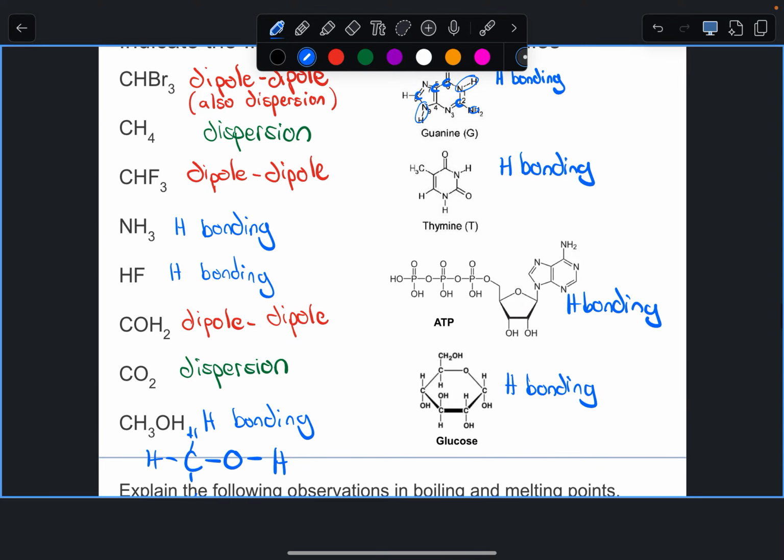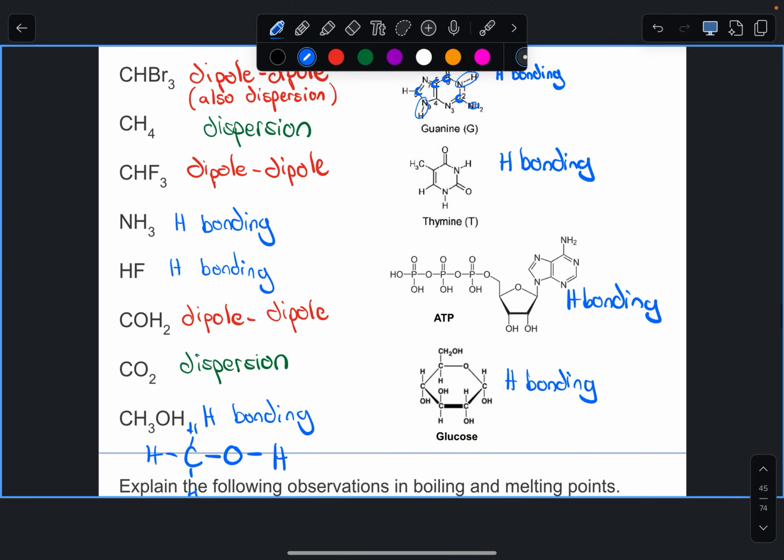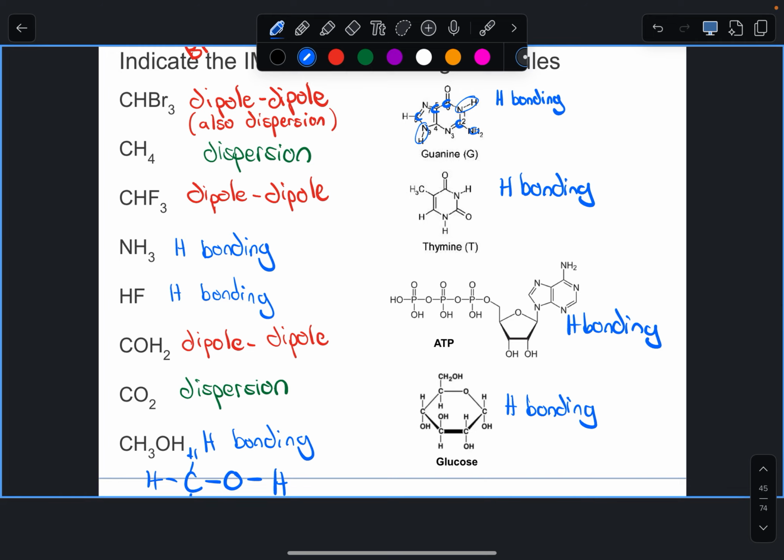All right, I'll leave those up in case you need to finish copying them, and then we'll look at the effects of this on melting point and boiling point on Friday.